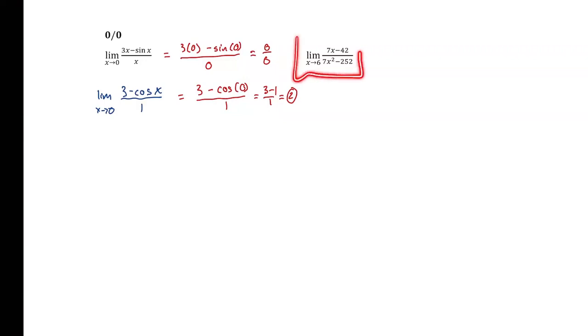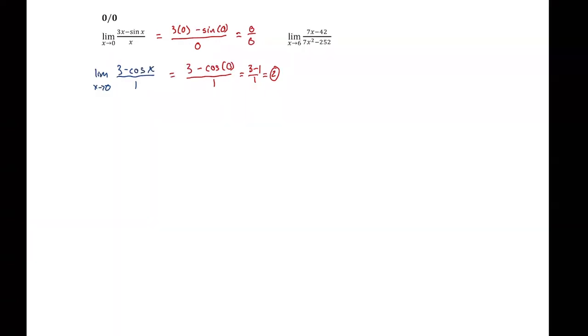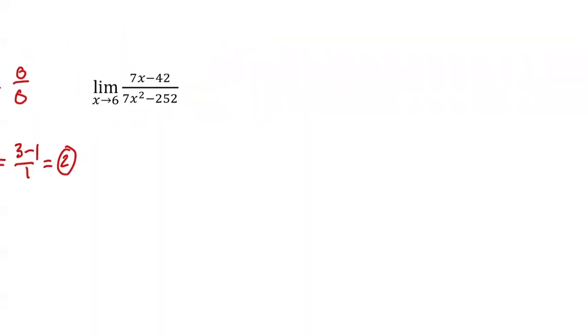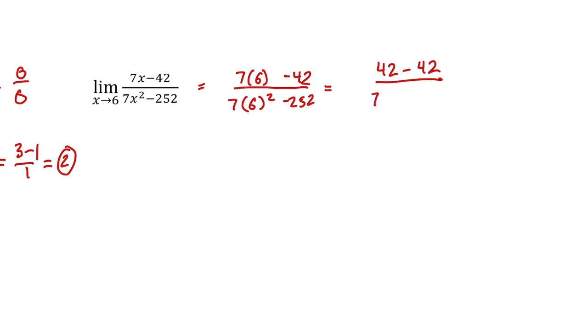So go ahead and pause the video and see if you could figure out the limit here using L'Hopital's rule. So here's the solution to the one on the right. So again, before we could use L'Hopital's rule, always check that it's an indeterminate form. So 7 times 6 minus 42 divided by 7 times 6 squared minus 252. Well, this is going to be 42 minus 42 divided by 7 times 36 minus 252, which is going to give you 0 over 0 once you do the multiplication there to verify that.